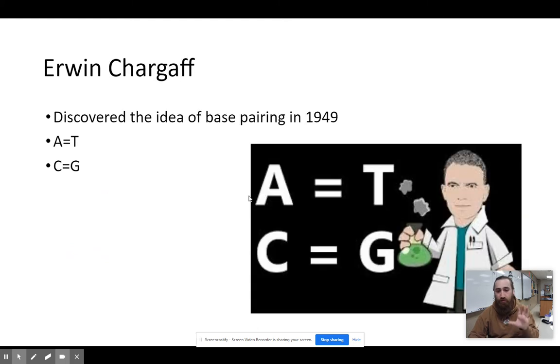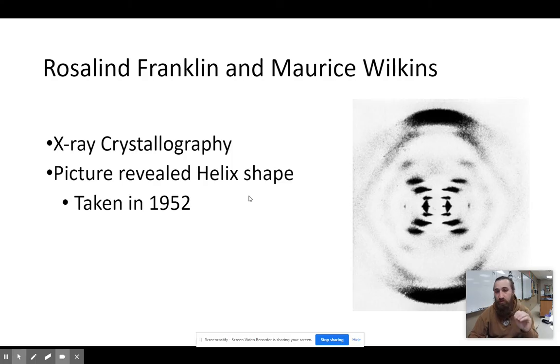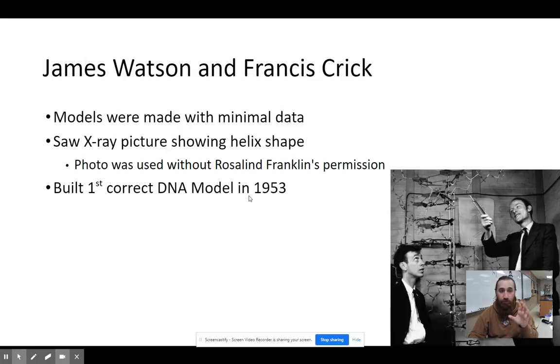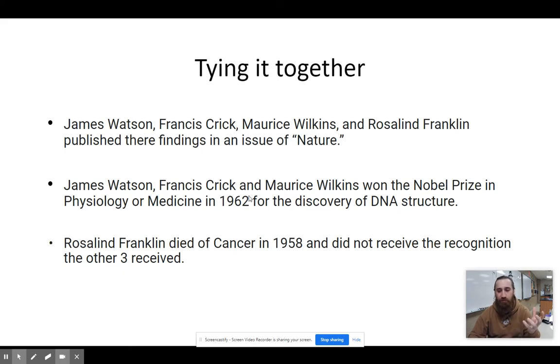But I want to make sure you guys got Chargaff and Chargaff's rule: A equals T, C equals G. Rosalind Franklin and Maurice Wilkins, talking about crystallography a little bit. James Watson and Francis Crick. And then just tying it all together.